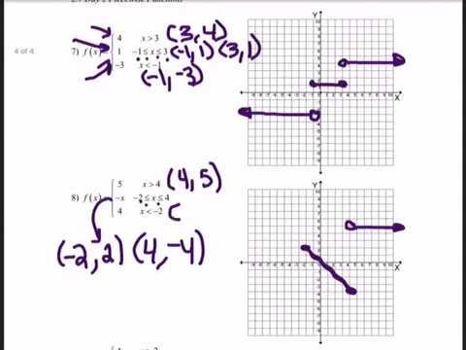And last but not least, the left side, which is going to be the point (-2, 4) with an open circle, and it's a horizontal line for all the values smaller.